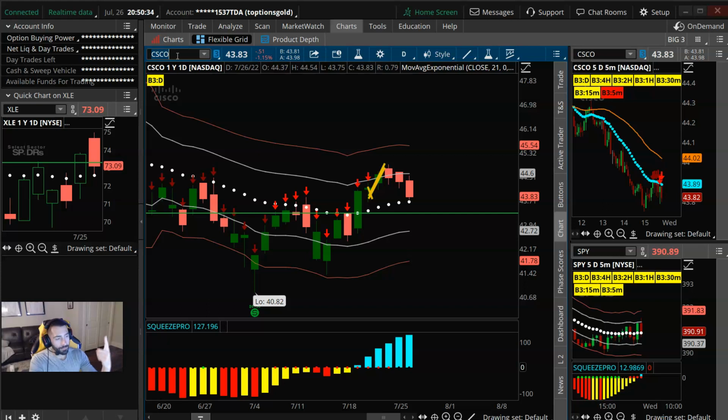Right? Step 1, find something trading on top of the daily 21. Step 2, get some big 3 buy signals on your lower time frames, and then ideally step 3, match those lower time frame buy signals with a couple of lower time frame squeezes.